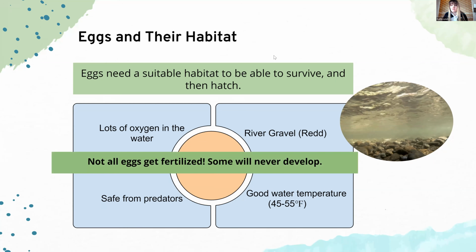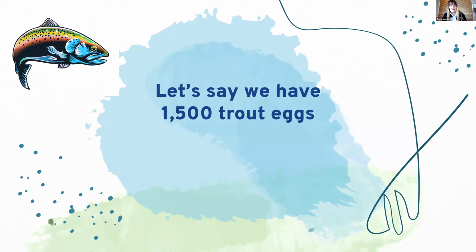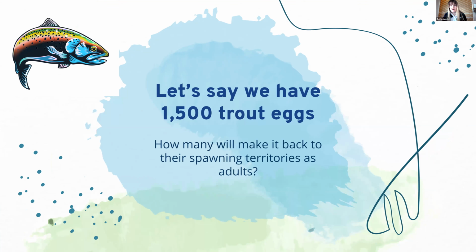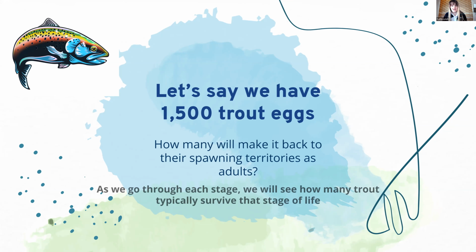And also, one thing that is important to remember is that not all of our eggs will get fertilized. Some eggs will just kind of be hanging out and never develop, but they'll become food for something else. So to start off, let's say we have about 1,500 trout eggs. Remember this number and think about how many you think will make it back to their spawning territories as adults as we go through. So we have 1,500 eggs to start. And like I said, these are just eggs, they're not fertilized yet, so some of them might die off. We'll go through each stage and figure out how many trout would typically survive that stage.